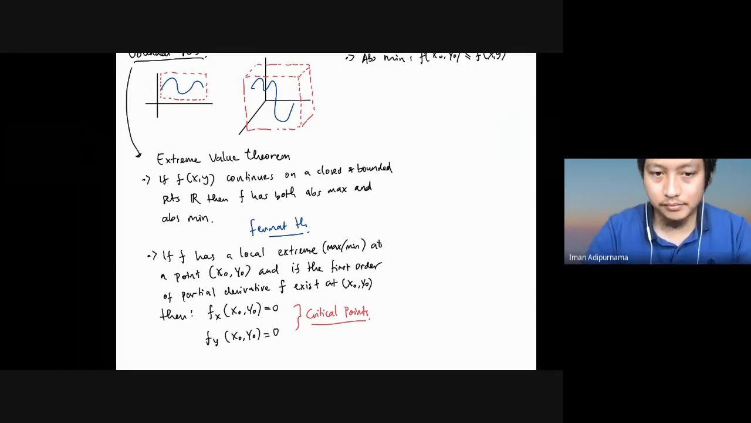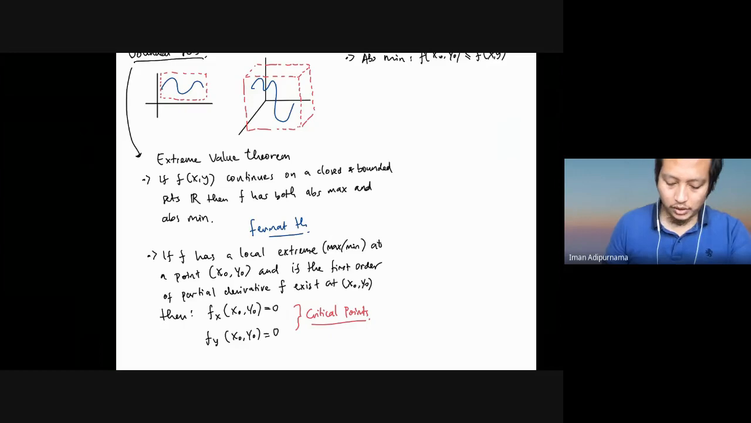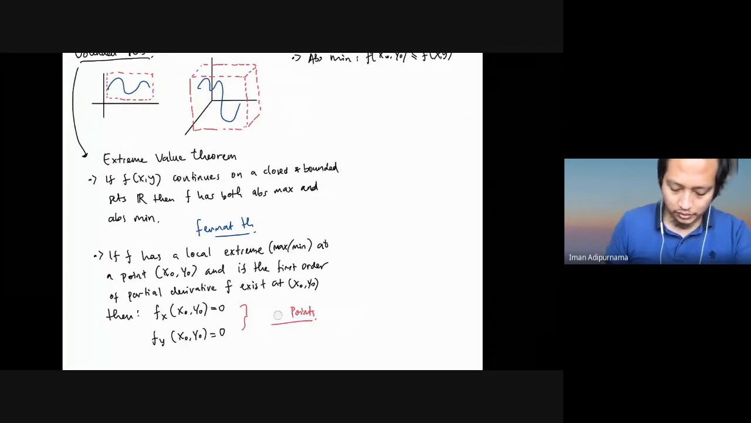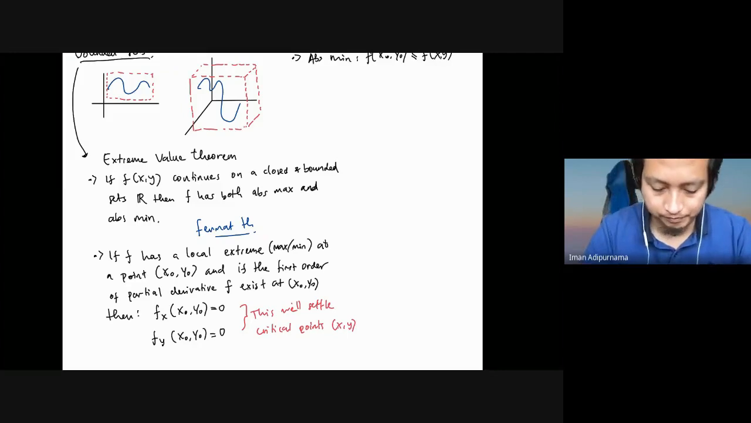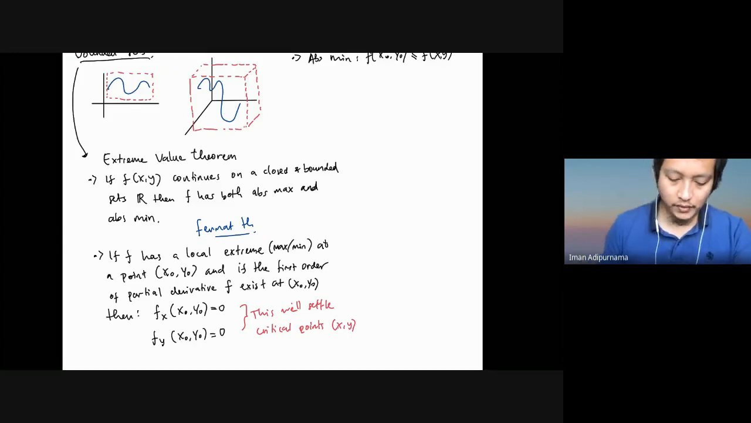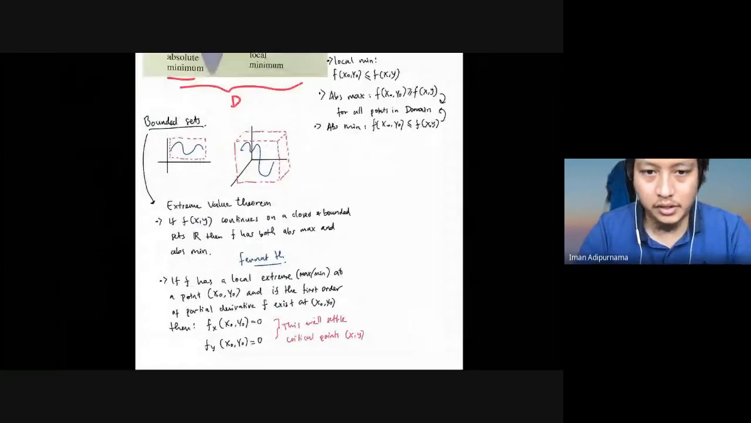Right? So maybe not the critical point itself, but this will settle the critical point. Okay, that's the first intro for the maximum and minimum value.